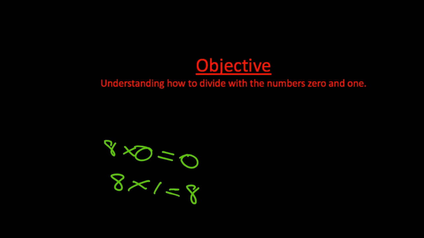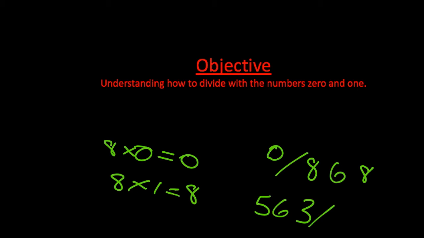We're going to be talking about, let's say, 0 divided by 868, and then 563 divided by 1. So today I'm going to teach you how we can do that. Let's get started with the video.